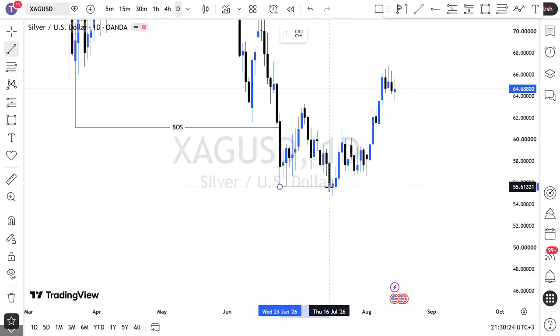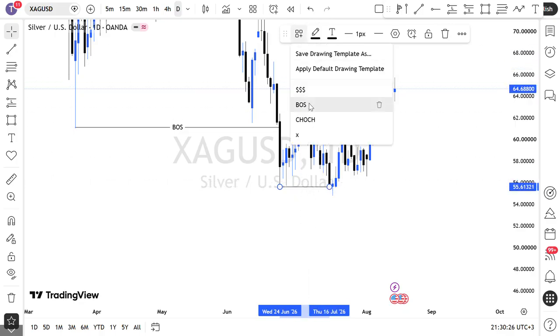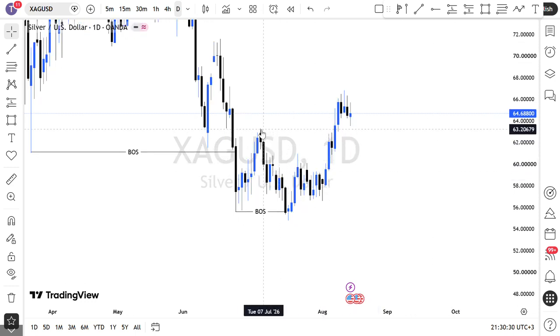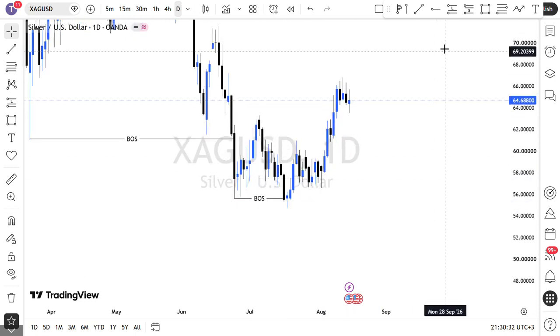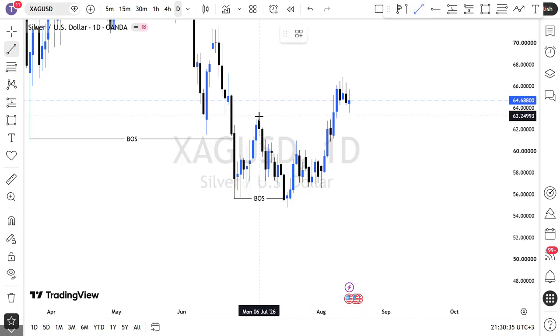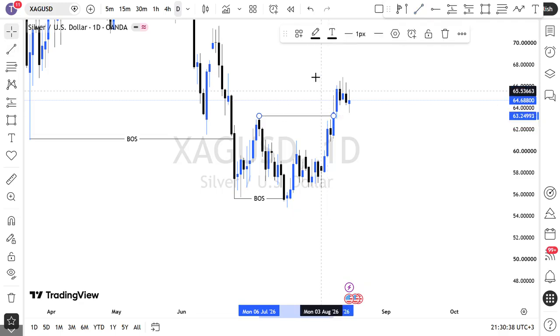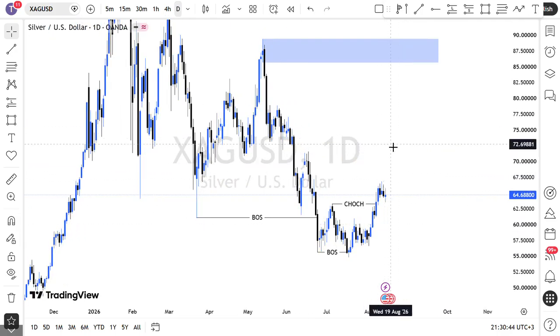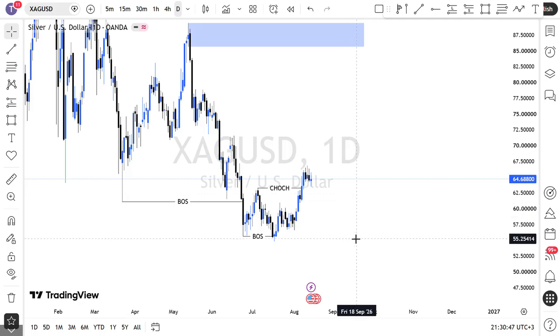So let me mark it very clearly. So we have that break to the downside, and that means that this high is protected. So price closed above this high. Therefore, we have a very good change of character to the upside. And after this change of character, it means that price is willing to have a pullback into the 50% level before moving to the downside.